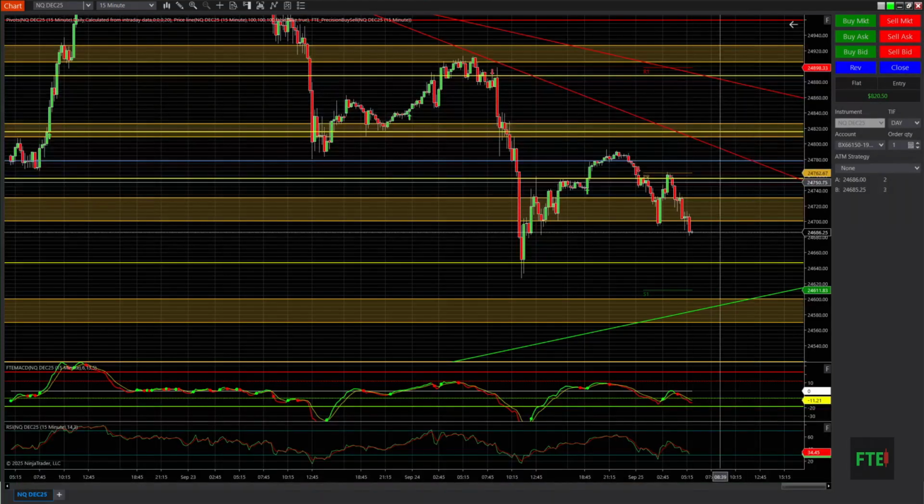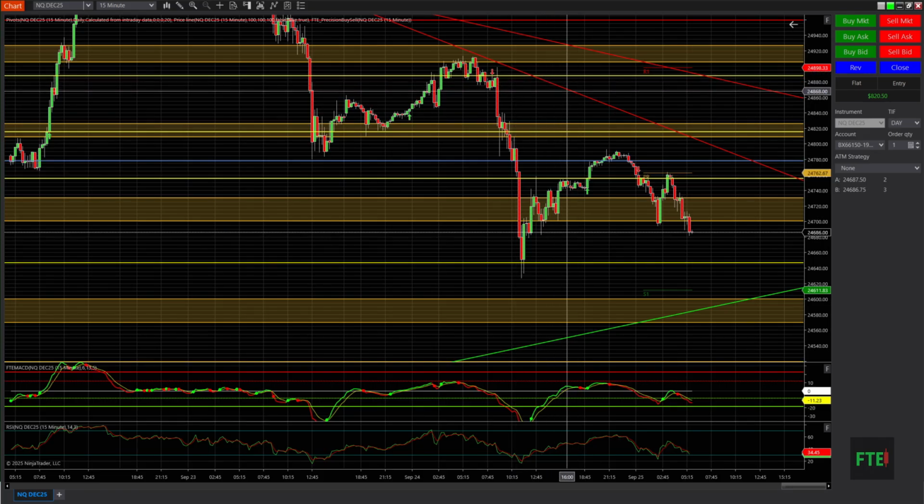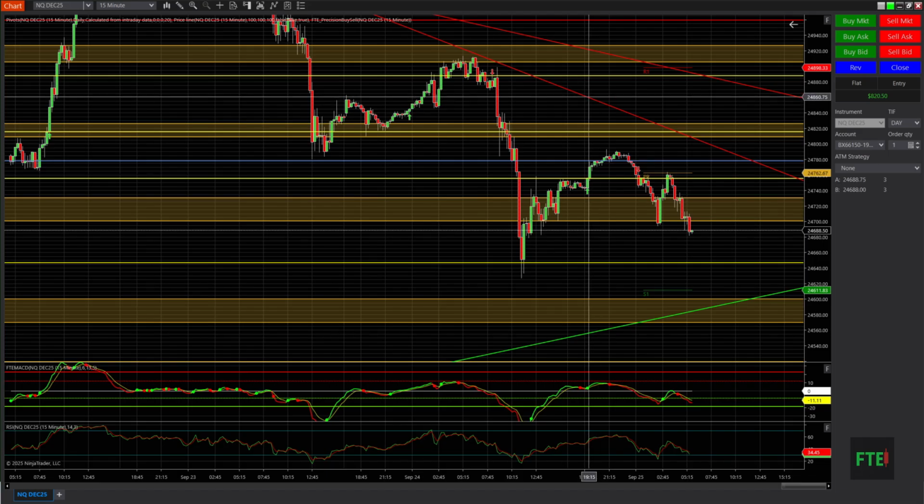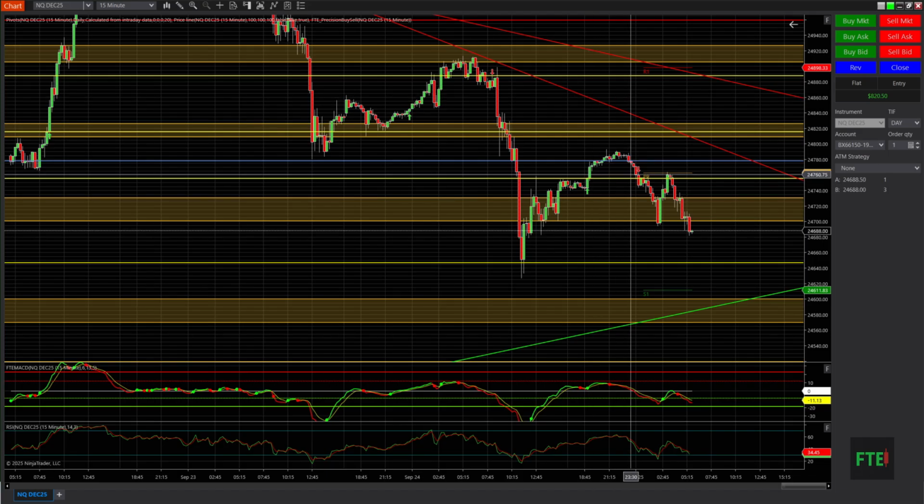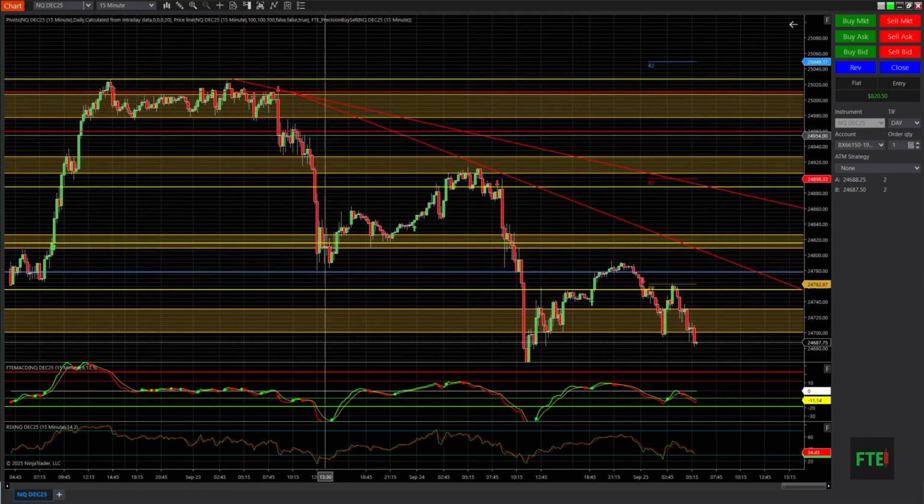To do a little NQ pre-market prep this morning, we're going to pull up the 15-minute chart. And as you can see on the 15 here, this red trend line is a 1 hour. And so is this red line. Let me show you what we got going on up here.